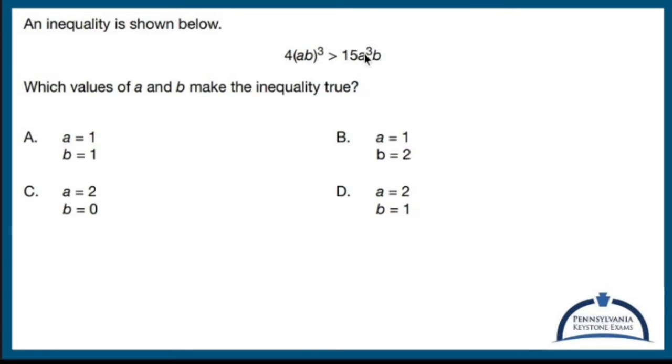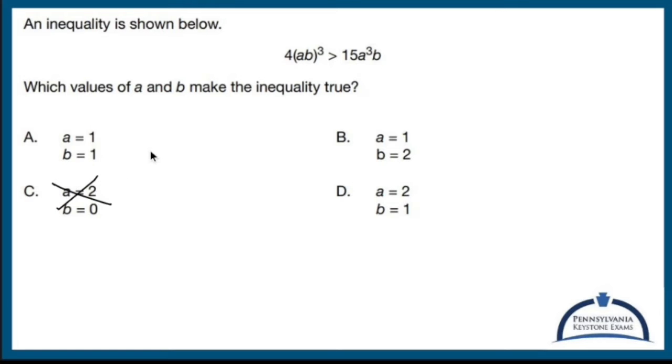Pardon my language, but holy cow. An inequality is shown below. For which values of A and B make the inequality true? So it's just a matter of taking turns and plugging it in and finding out which one's true. I'll tell you what I will do. I'm going to skip C because the 0 is probably going to turn that into 0 is greater than 0, which that's exactly what it'll do. So I'm not going to deal with C, but everything else is fair game.